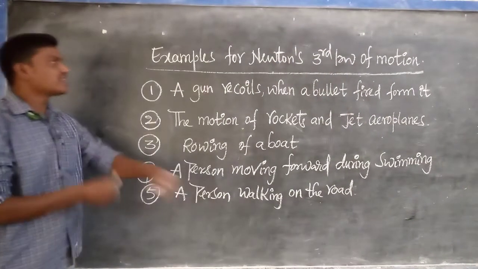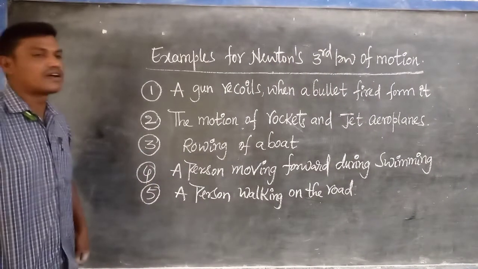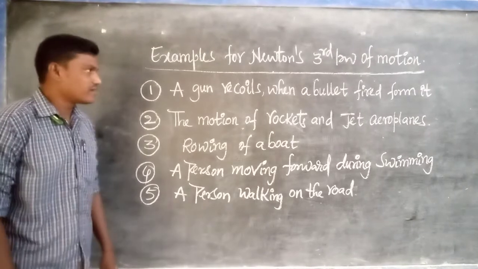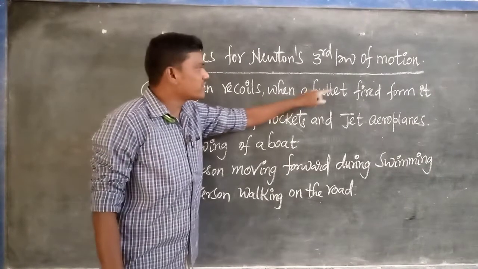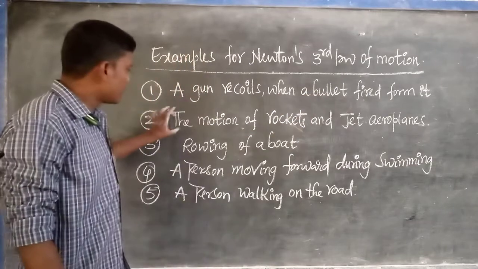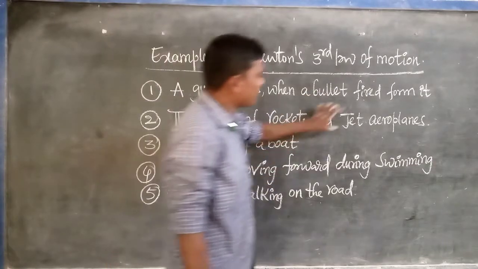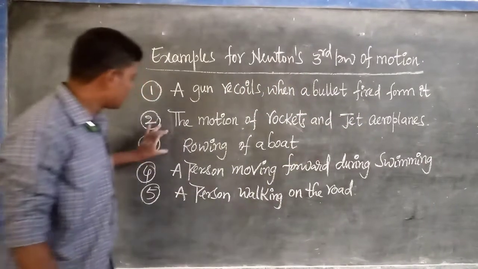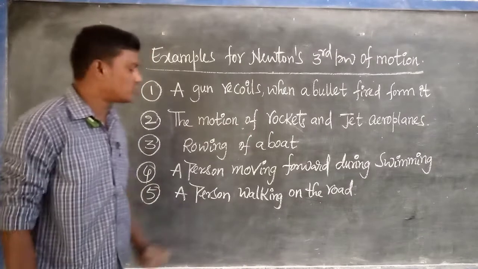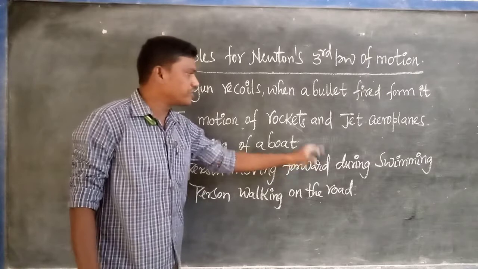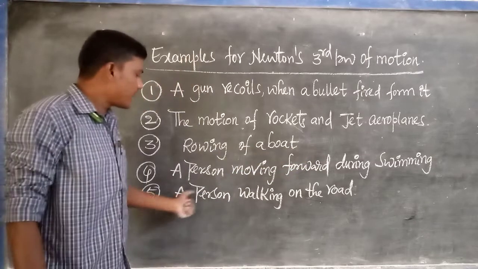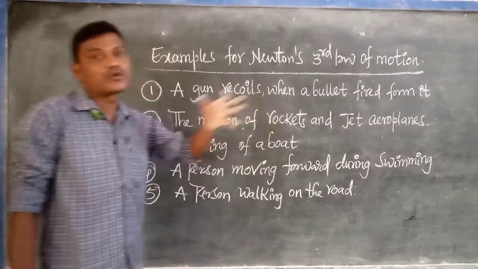So these are the main examples for Newton's third law of motion in daily life. First, a gun recoils when a bullet is fired from it. Second, the motion of rockets and jet aeroplanes. Third, rowing of a boat. Fourth, a person moving forward during swimming. Fifth, a person walking on the road.